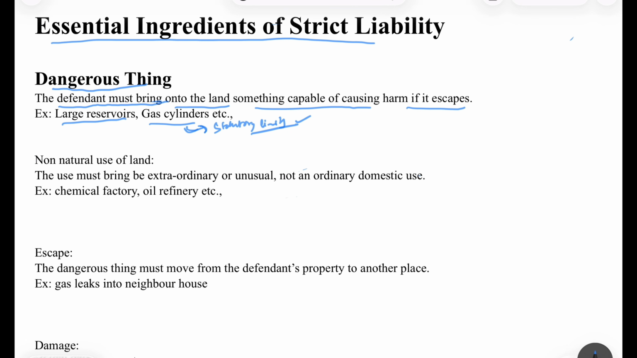Okay, and if we take another example, such as toxic chemicals and electricity beyond limits. Electricity within the prescribed limits is applicable, but for it to be considered a dangerous thing, it must be beyond the statutory limits, so it will be considered a dangerous thing.